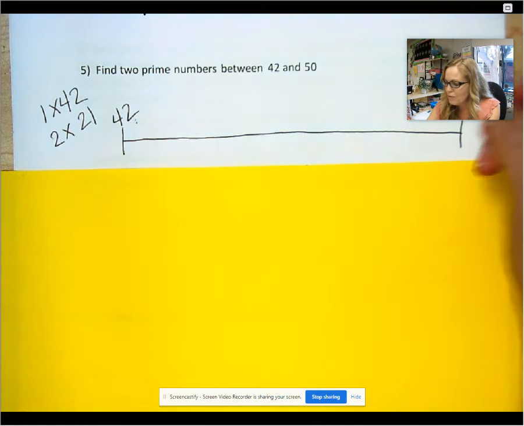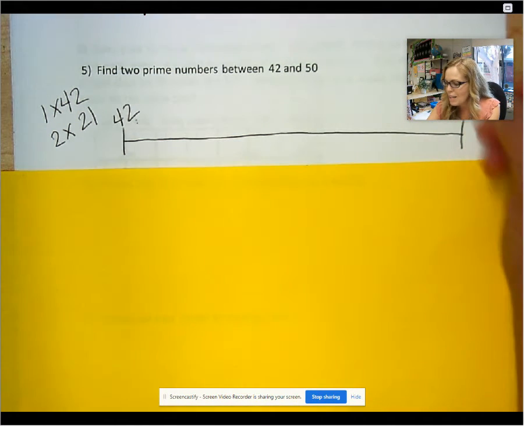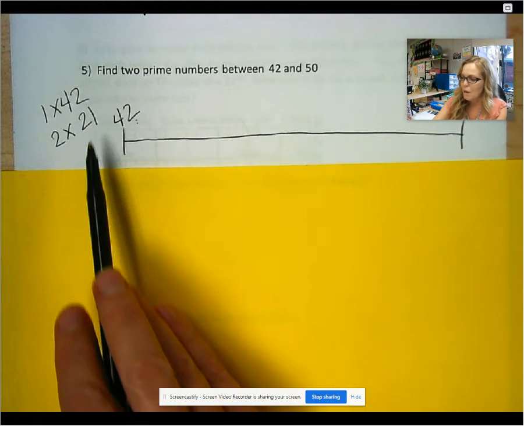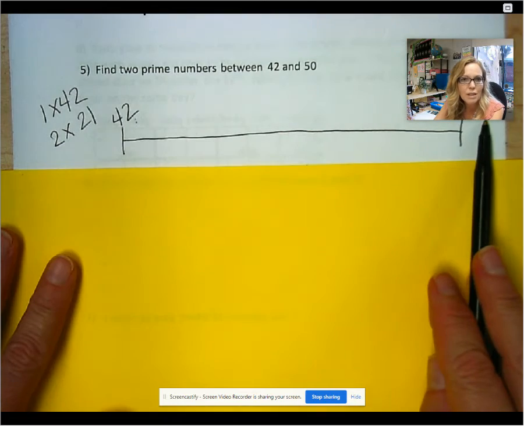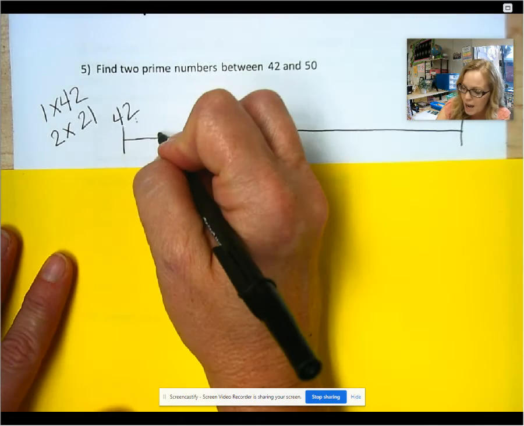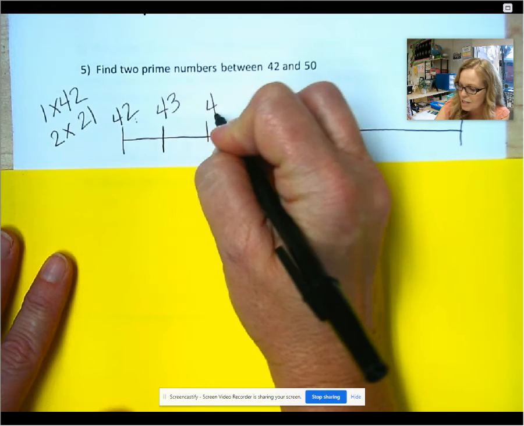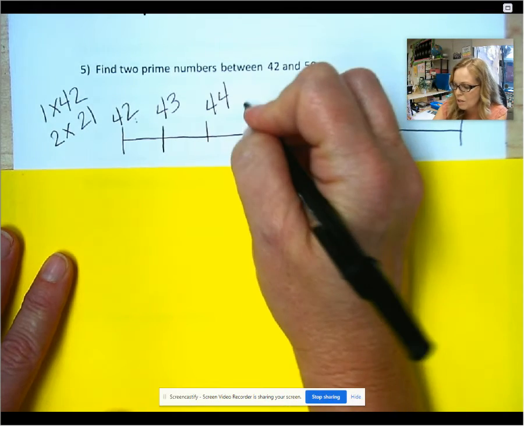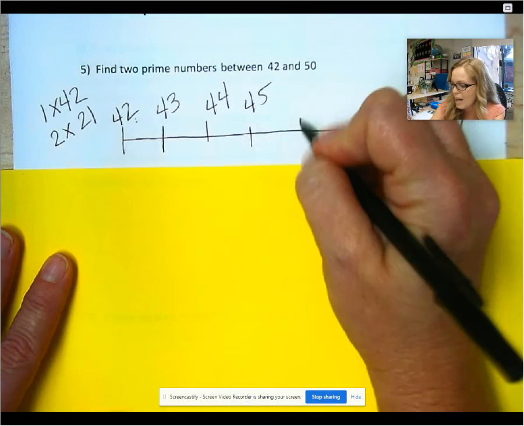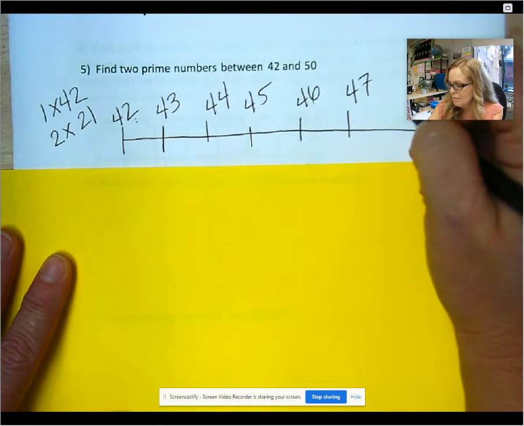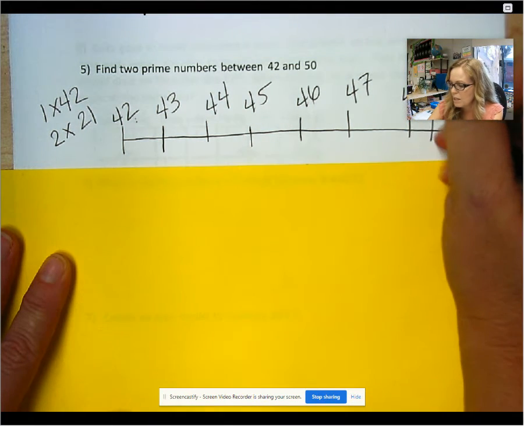42 is an even number, therefore I know that one of its factors would be 2 times something. The same with 50. I have 1 times 50, I have 2 times 25, I have 5 times, on and on. These are both composite numbers. Let's see if we can find a prime number. What I would do to solve for this is list all the digits in between 42 and 50. Running out of space here.